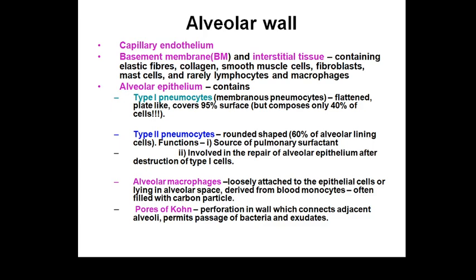Actually, when we see under the microscope, these carbon-laden alveolar macrophages help us to identify the pulmonary tissue. Now, this alveolar wall is not solid, but it is perforated by numerous pores of Kohn, which permit the passage of bacteria and exudate between the adjacent alveoli. So, this is the microscopic structure of the alveolar wall.